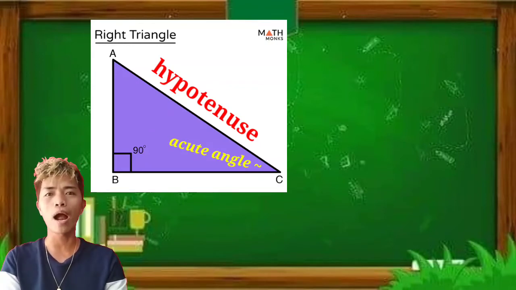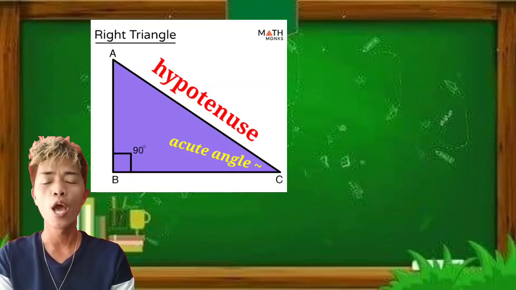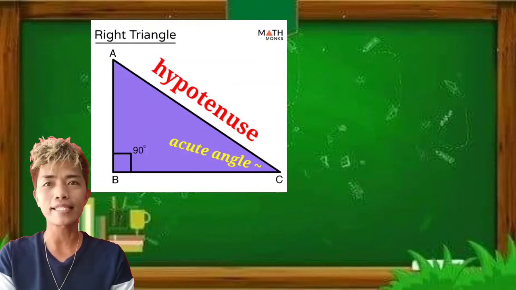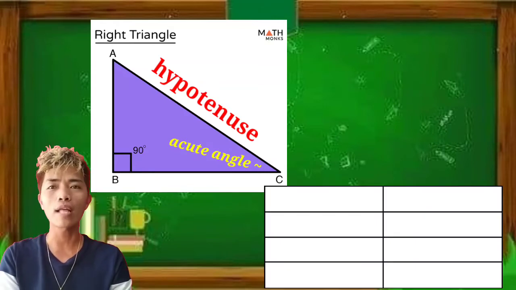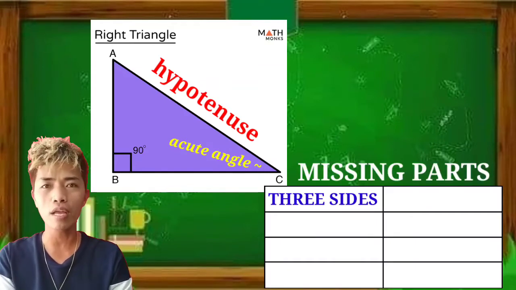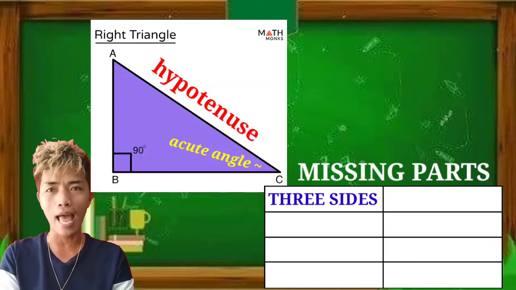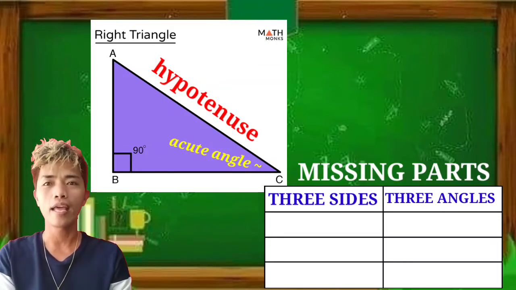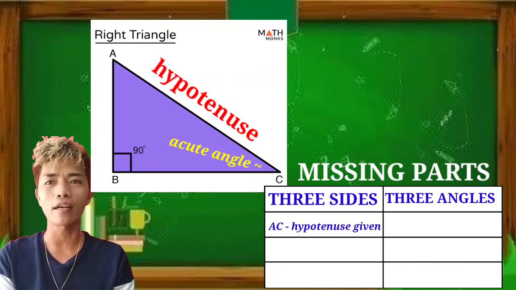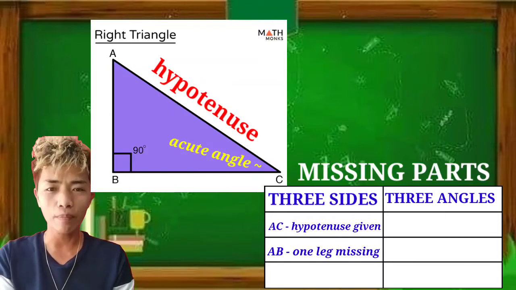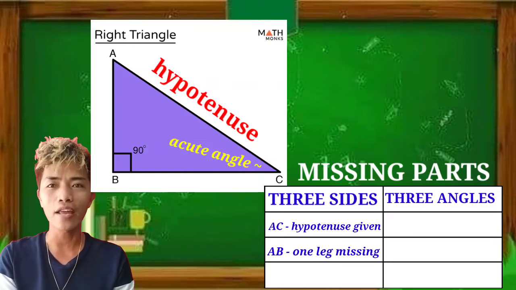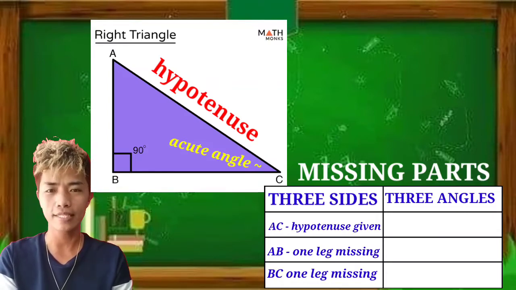To determine the missing parts of right triangle ABC, remember that there are three sides and three angles in a right triangle. So what are the missing sides and missing angles? The three sides: AC is the hypotenuse, which is given. The side AB, one leg, is a missing side. And another missing side is side BC.